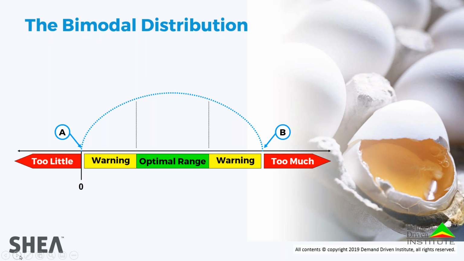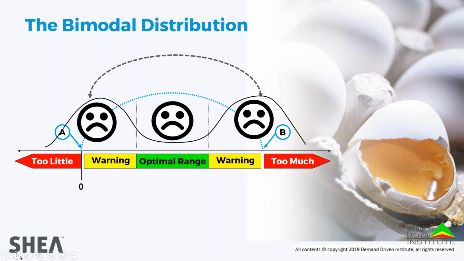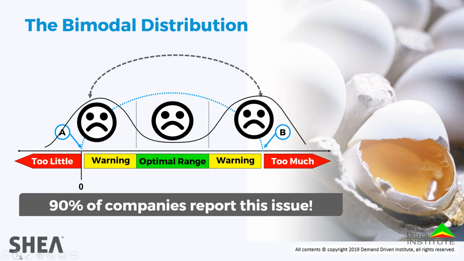But what companies face today is something called the bimodal distribution. And what that means is they have a lot of parts where they have too little, they have a lot of parts where they have too much, and they have very few parts that are actually in the optimal range. 90% of companies report this issue, and with every run of MRP, parts move from one extreme to the other.